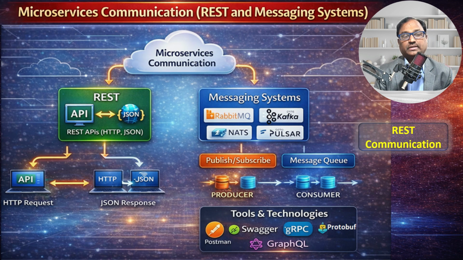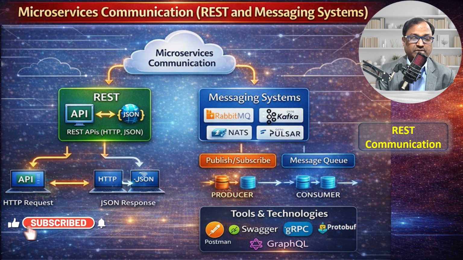REST communication. Let us first understand REST communication in microservices. In REST, one microservice communicates with another using HTTP APIs. For example, when the order service needs to process payment, it sends an HTTP request to the payment service. The request is usually sent in JSON format, and the response also comes in JSON format. This is called synchronous communication because the sender waits for the response. REST communication is simple, easy to implement, and widely used, but it has one limitation. If the target service is slow or down, the calling service is also affected.